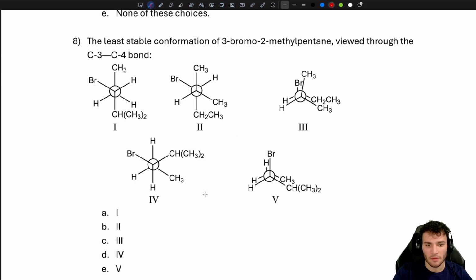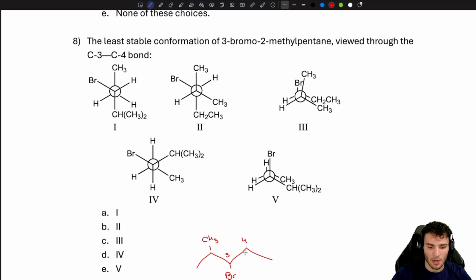The least stable conformation of 3-bromo 2-methylpentane viewed from C3 to C4. Let's draw out our pentane. We're going to have a bromine on the 3, a methyl on the 2. And then we're looking from C3 to C4. So this is going to be our C3. This is going to be our C4.